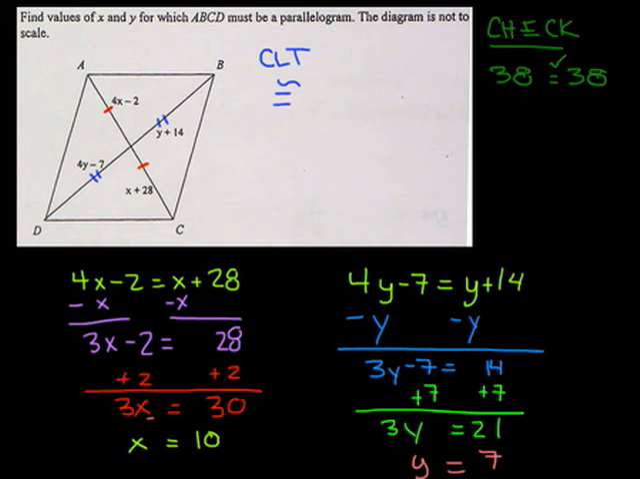And then let's check our y's. 4 times y, 4 times 7 minus 7 is 28 minus 7, that's 21. And the other side, 7 plus 14 ends up being 21, so that checks out, and we know we have the right answer.